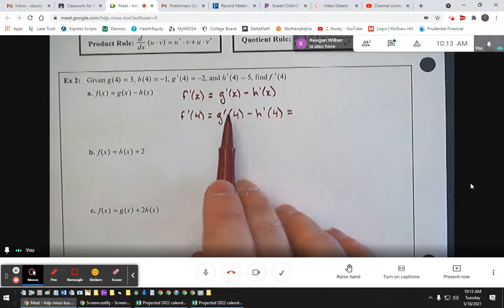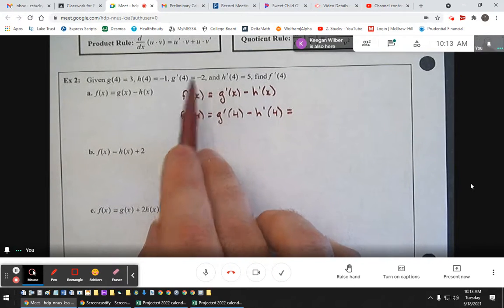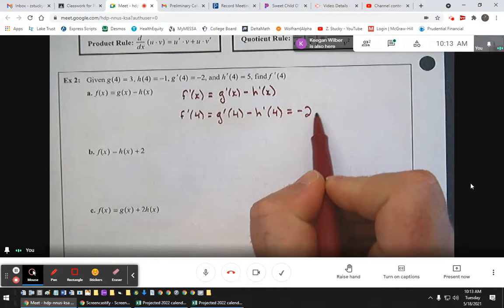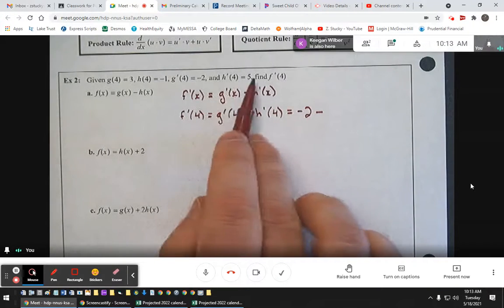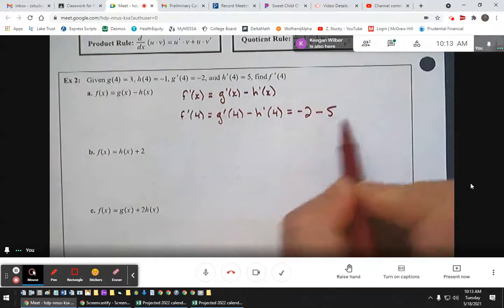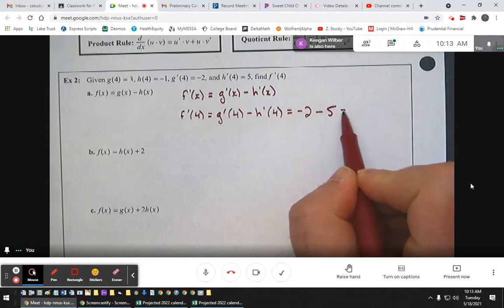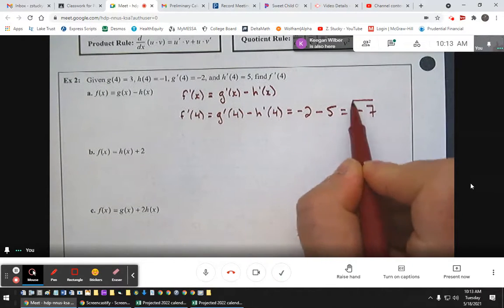What is g prime of 4? Well, I look up above. They told me that g prime of 4 was negative 2. Minus, what did they say h prime was? H prime was 5. So what's minus 2 minus 5? Negative 7.